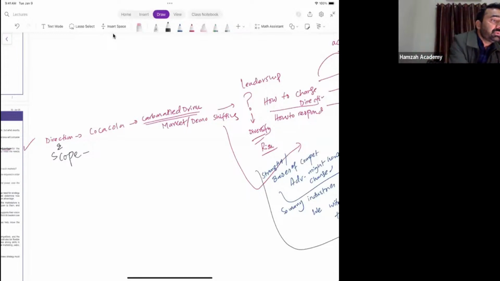Another example, I'm giving you global examples so you can better understand, and then you can apply these to the local companies in Mauritius, how they are developing and changing their direction and scope. Yes, I got one example from Mauritius as well, like Lux Resorts.